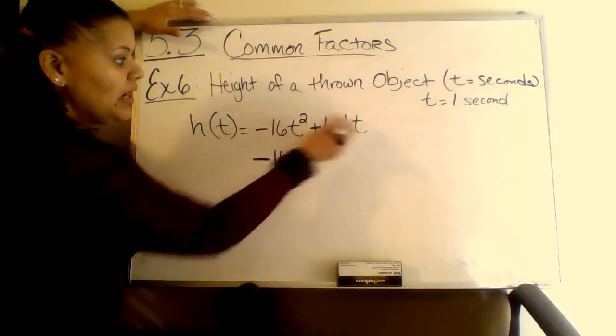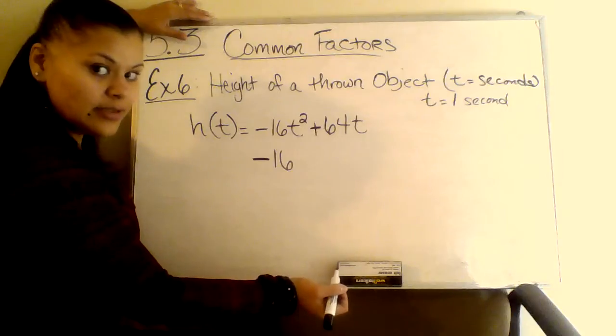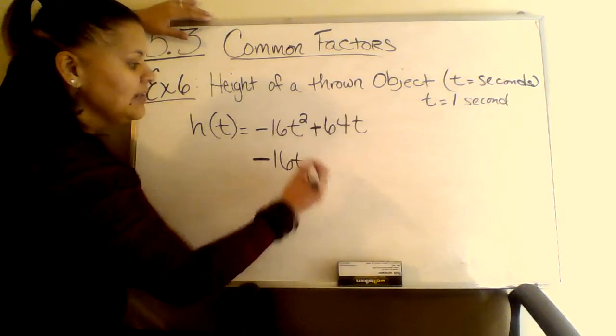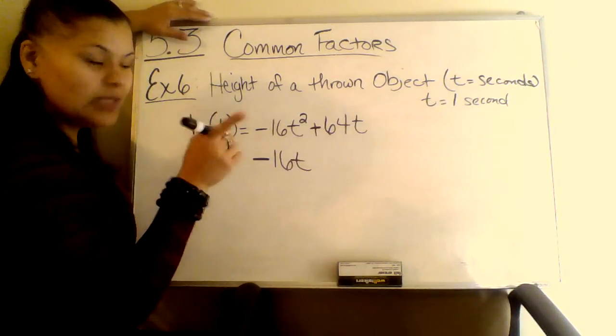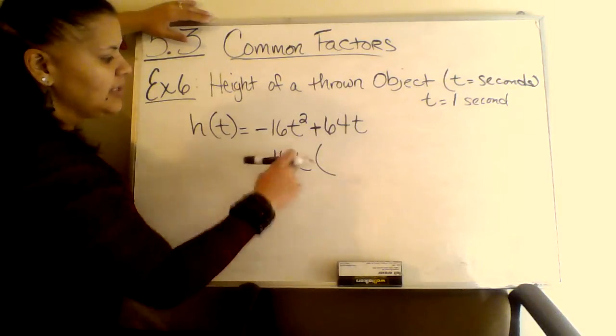And then what do they have in common? They also have t in common. Now we have a t squared and a regular t to the first. So then we have that t to the first. Remember, you always choose the smallest exponent. So now we can factor. So we have negative 16t.